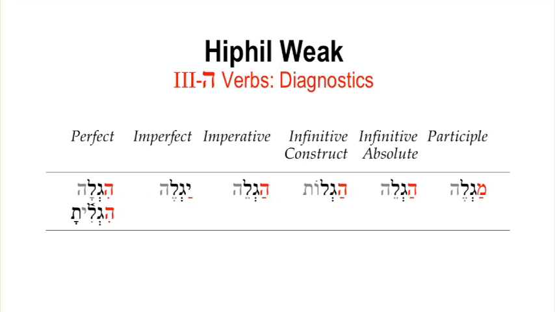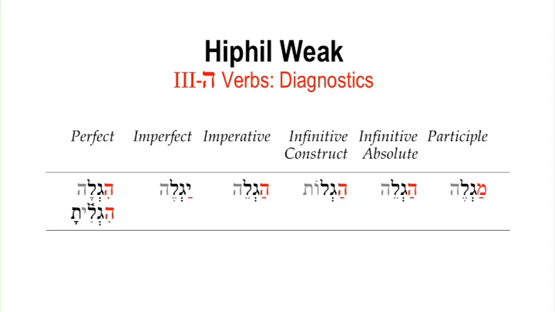You will see highlighted in red on all of your diagnostic forms only those things that appear at the front of the verb. For example, in the perfect, the hey hireq. In the imperfect and the participle, patach preformative, or prefix vowels. And then in the imperative, the infinitive construct, and infinitive absolute, hey patach. The diagnostic features for third hey verbs in the Hiphil stem occur only at the front of the verb.